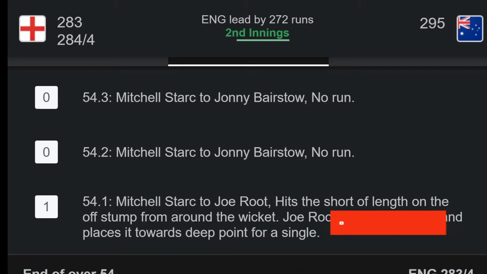Mitchell Starc to Johnny Bairstow, no run added to the total. Now England lead by 272 runs in the second innings. First innings 283 and the second innings 284 for the loss of 4 wickets. Australia in their first innings 295 runs. Paulash Dash is with the commentary. Thank you for listening to us.